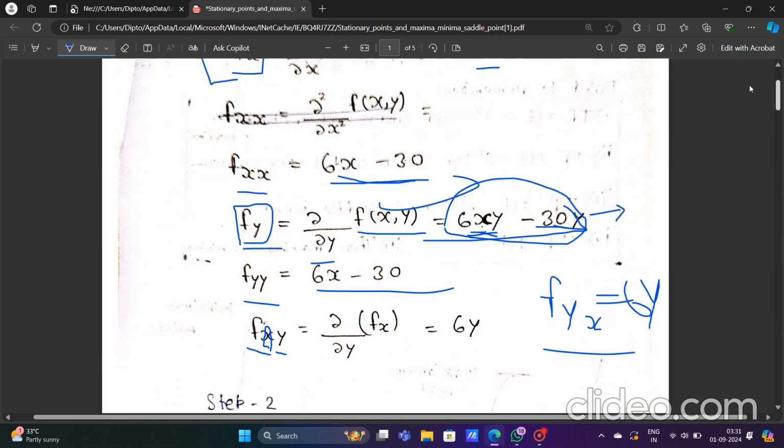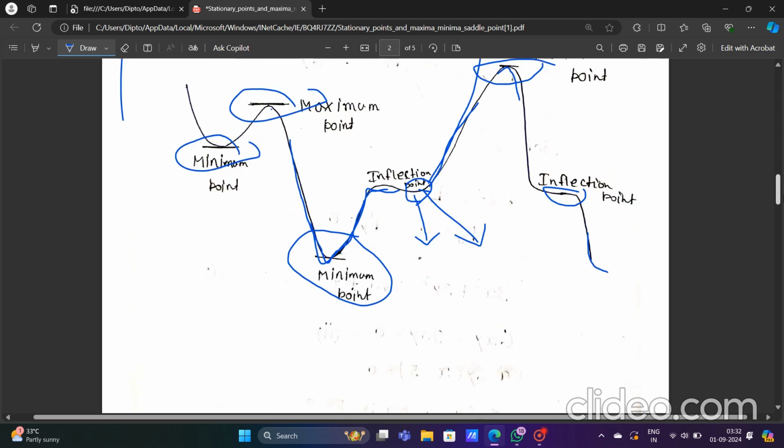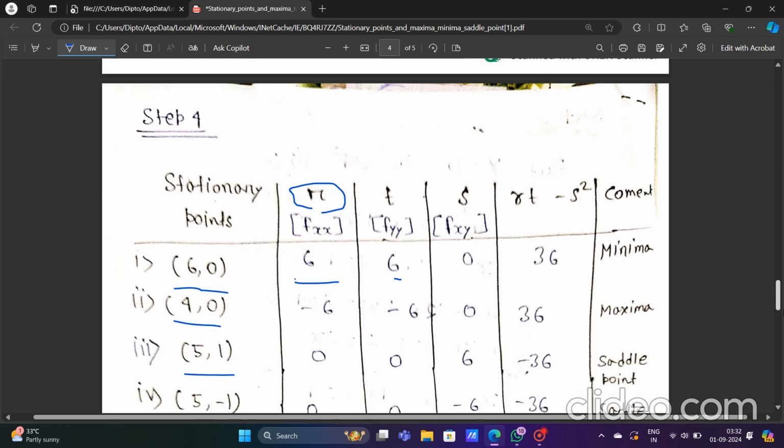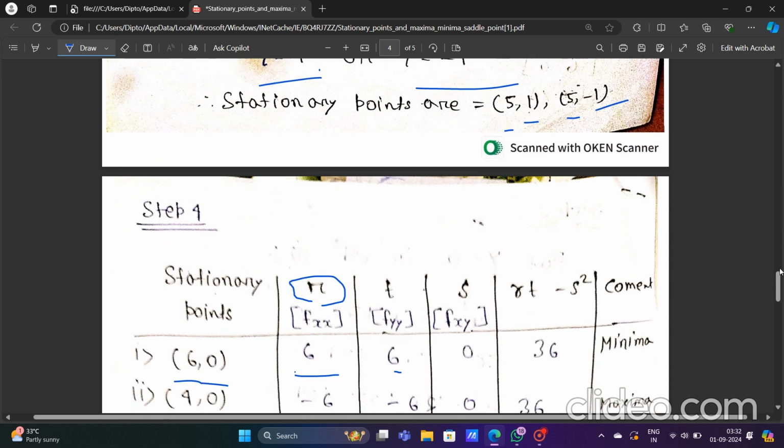If I put 6, 0, here 6 is denoting the x value and 0 is denoting the y value. So if I put 6 in place of x, it will be 6 into 6, 36 minus 36. So it will be the value of fxx. The value of fxx will be, as you can see, 6.